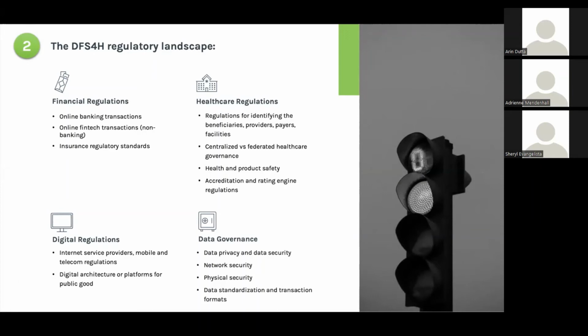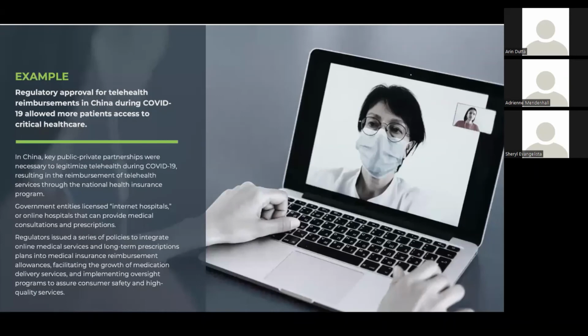And for a lot of these solutions, they have to trust that data governance is in place. And one model where we saw rapid regulatory advancements was, of course, during COVID-19, where telehealth regulations changed, not only in China, as this example shows, but in many countries around the world as well, in order to provide the care to patients quickly when they needed it.